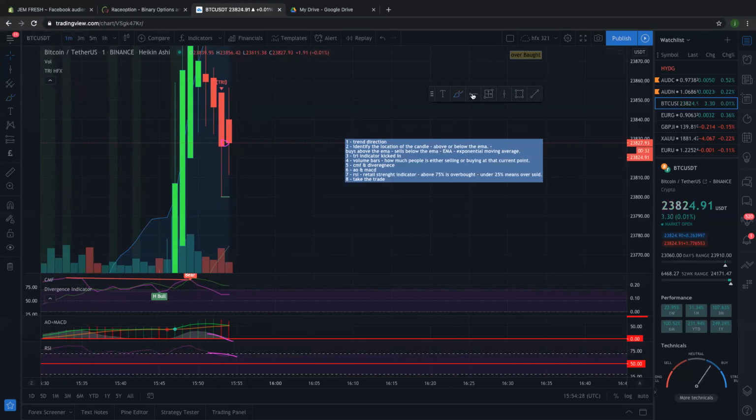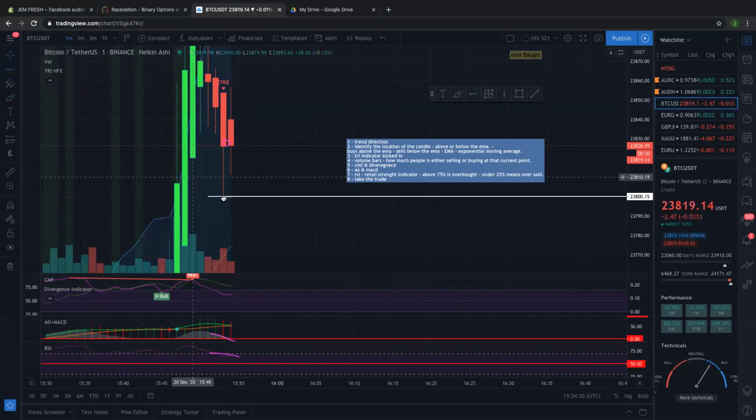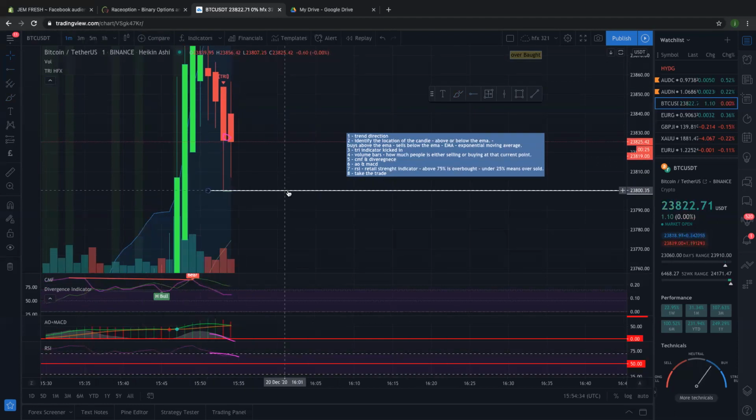So now I'd use my horizontal ray, put that in on that little platform there. You don't have to, mate. You can just leave it without. It just makes it a lot clearer for me. I'd rather use the tools so I understand it better, to make it easier for me at the end of the day. I like to keep it simple.